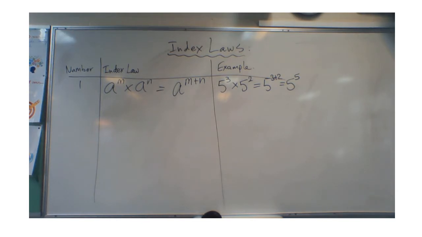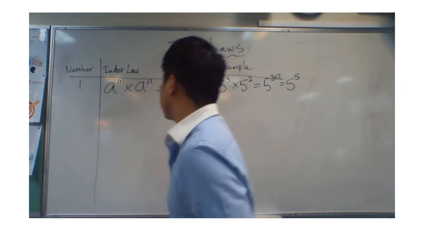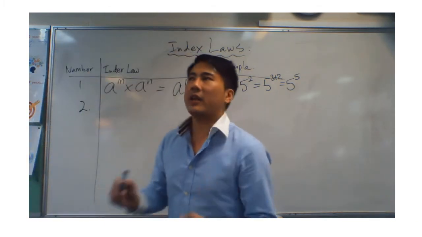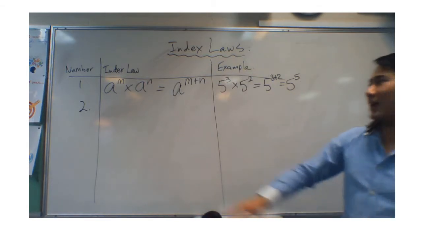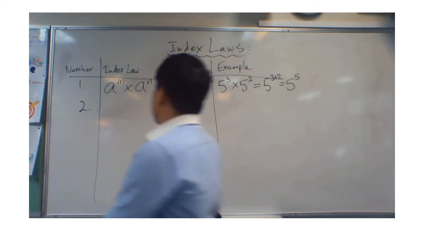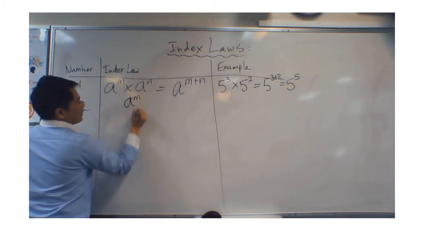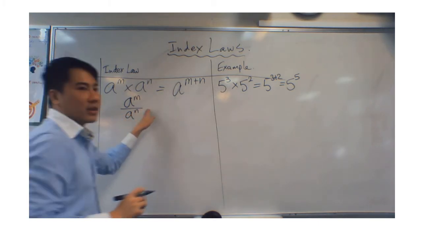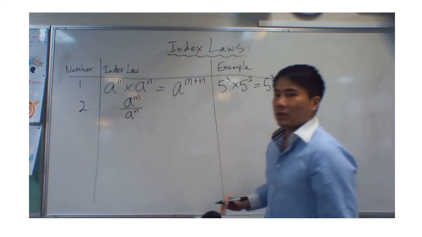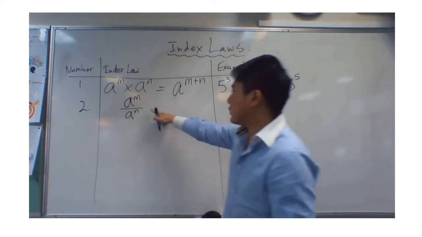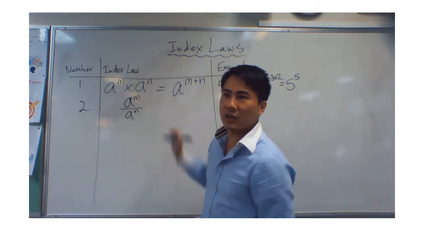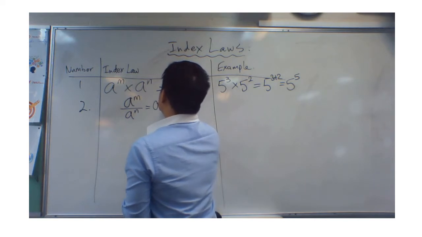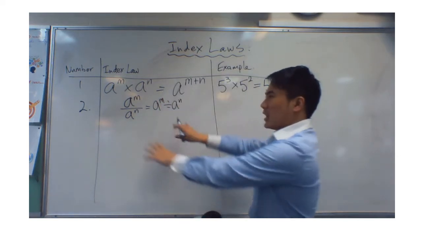What does our second index law tell us? What if we are dividing? Alright? This time we're dividing numbers or variables with the same base in index form. So, if I have a to the power of m divided by a to the power of n, okay, remember when we have the fraction line in between, or if you want to be really fancy, you call this the vinculum, this is essentially a division sign. So this thing is saying a to the power of m divided by a to the power of n. Okay, they mean exactly the same thing.